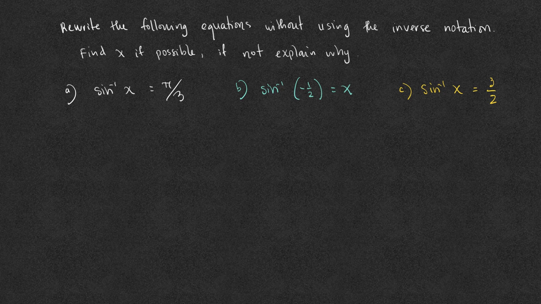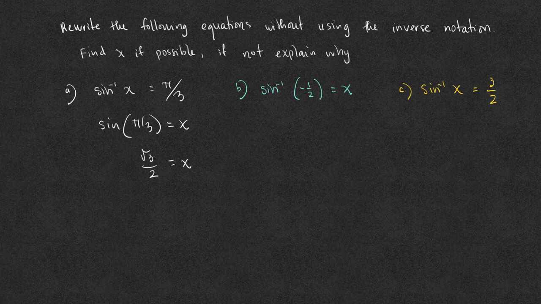Using the definition of arc sine or sine inverse, we have sine of pi over 3 equals x as an equivalent equation to the given equation. But this equation that we just wrote, sine of pi over 3 equals x, does not have the inverse notation. And from the unit circle, we know that sine of pi over 3 is root 3 over 2. And so x equals root 3 over 2.